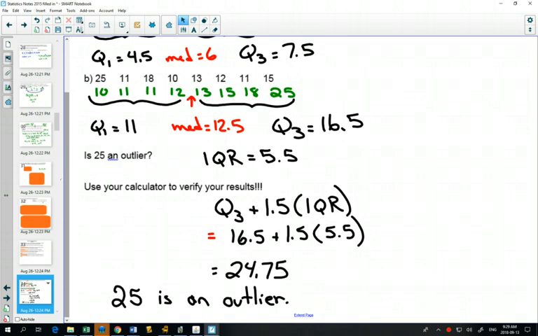So let's talk about a situation. You're talking to your friends. Everybody's got a job. How much do you make per hour? I make $10 an hour. I make $11 an hour. I make $11 an hour. 12, 13, 15, 18, 25. Some of those are below minimum wage, right?